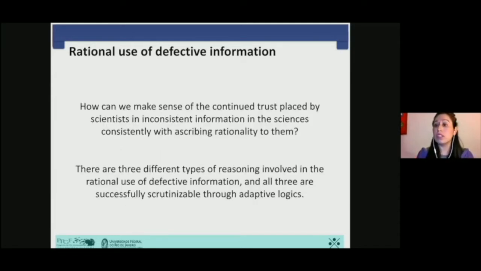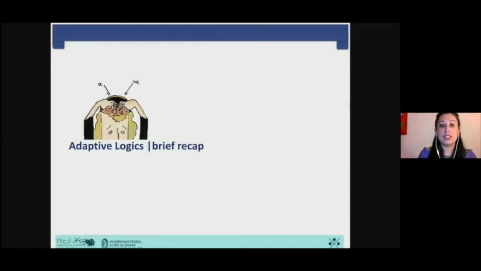How can we make sense of the continuous trust placed by scientists in inconsistent information in the sciences consistently with ascribing rationality to them? What I will say right now is that there are going to be three different types of reasoning, three different elements involved in the reasoning of the rational use of inconsistent information, and all these three elements are going to be successfully scrutinizable through adaptive logics. So let's go to a brief recap of adaptive logics. By the way, there is a video in this series by Christian Strasser that is an introduction to adaptive logics, which I recommend you to watch first before this one.